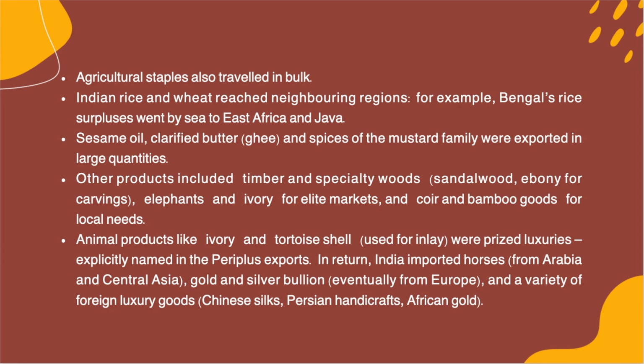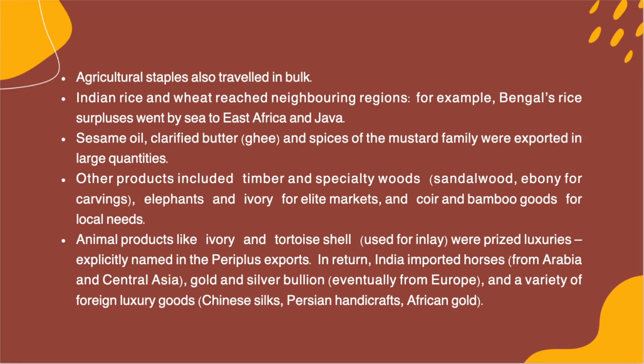Other products included timber, specialty woods, elephants, and ivory for elite markets, and coir and bamboo goods for local needs. Animal products like ivory and tortoise shell were also prized luxuries, and in return, India imported horses from Arabia and Central Asia, gold and silver bullion, and a variety of foreign luxury goods like Chinese silk, Persian handicrafts, and African gold.